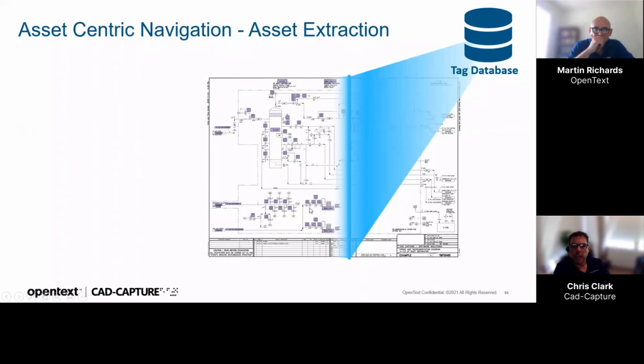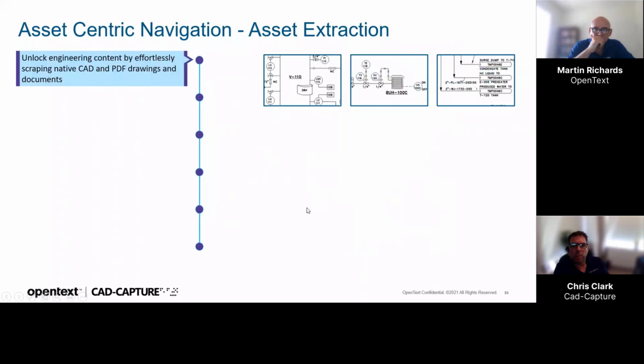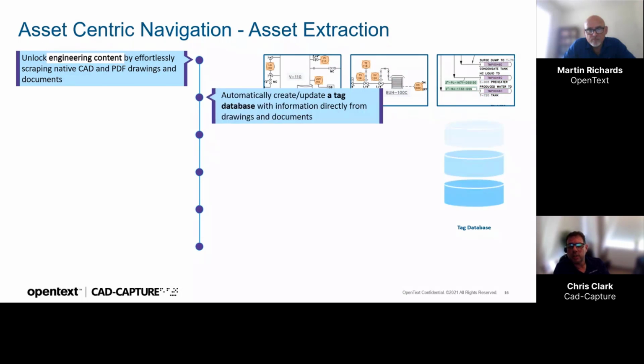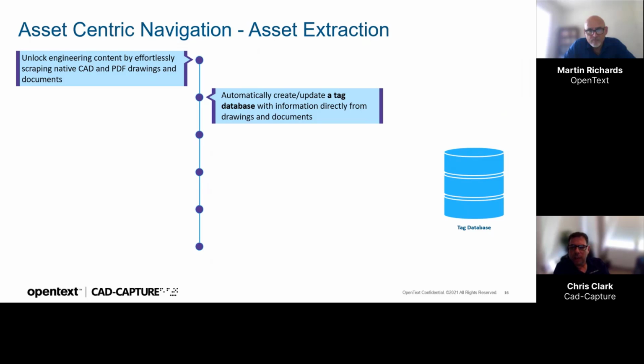So just to go into a bit more detail on that. Firstly, the extraction process. This is the unlocking of the value and accessing the information. So for a native CAD file or a PDF, we can scrape off that information and give that visibility that people generally don't have, and particularly for complex tags such as instrumentation, which we'll talk about a bit later. So we take that information and build it into the tag database or a tag library.